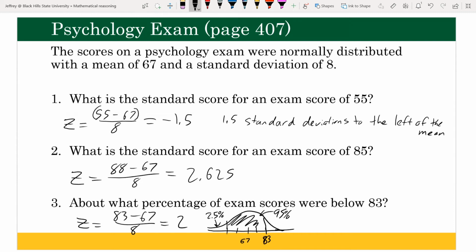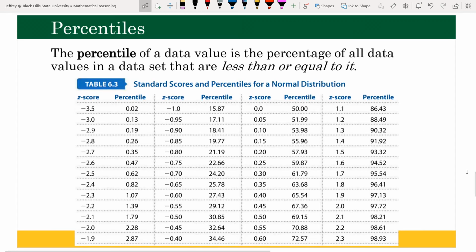So if we add those together, we end up with 97.5% of the values are less than 83. So in other words, this exam score of 83 is actually really good compared to the rest of the class, as they made it in the top 2.5% of the class. This brings us into what we call percentiles. The percentile of a data value is the percentage of all data values in a data set that are less than or equal to it.